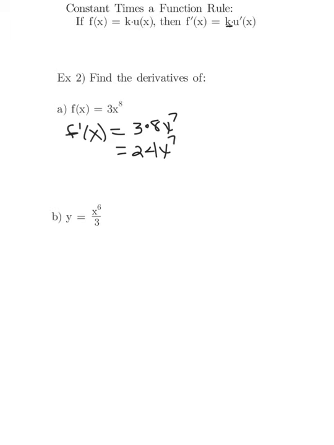On B, our function is y equals x to the 6th over 3. The first thing that you need to recognize about this is that it could be rewritten as 1/3 times x to the 6th. Those two statements are equivalent to each other. So if we put our rule into play here, we are going to keep the coefficient 1/3 and then do our derivative of the x term, which will be 6x to the 5th.